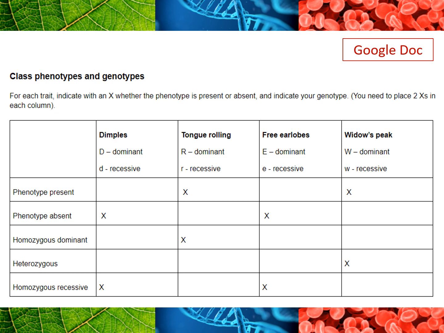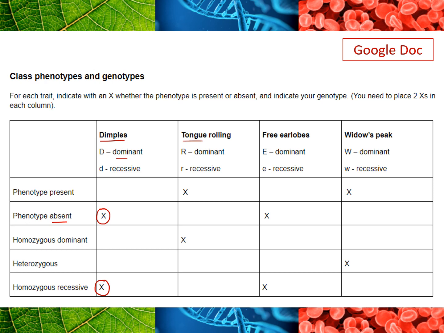Okay, so I've just done an example here. These are mine. So for dimples, tongue rolling, free earlobes, and widow's peak, you'll need to put 2 X's in each column. So for dimples, for example, I do not have dimples, so I've put an X here because that phenotype is absent. I don't have it, and because I don't have it, I know that I am recessive because having dimples is dominant. I don't have dimples, so I must have 2 recessive alleles.